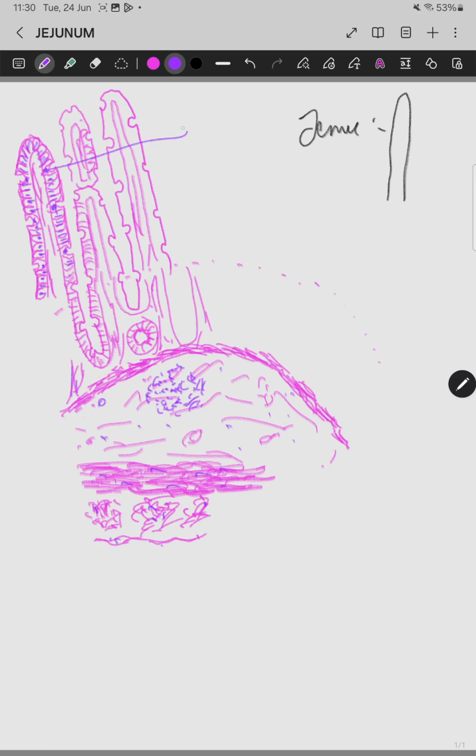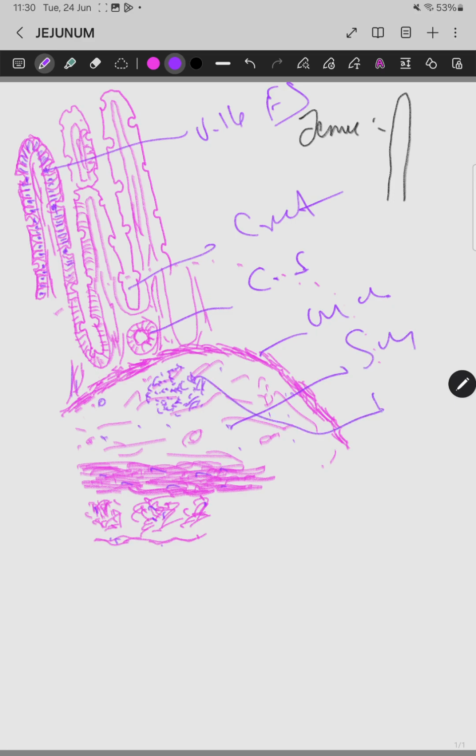And you can mark, this is the villi, that is finger shaped, and this is crypt. This is a CS of crypt. This is muscularis mucosa, and this is submucosa. Here can be lymphoid aggregation, and this is muscularis externa. This is the jejunum.